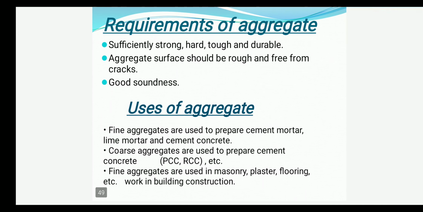Now let us learn the requirements of aggregates. The aggregates should be sufficiently strong, hard, tough and durable. The aggregate surface should be rough and free from cracks. It should have good soundness. Along with this, it should be free from silt, clay and other residues.